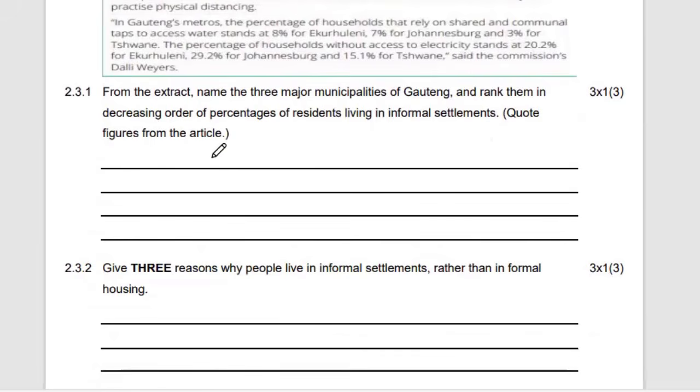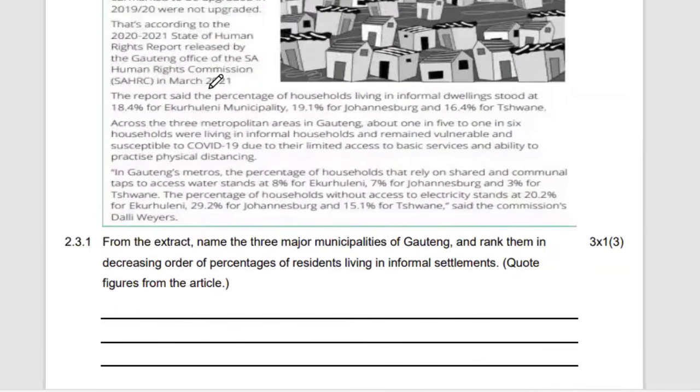From the extract, name the 3 major municipalities of Gauteng and rank them in decreasing order of percentages of residents living in informal settlements. Quote figures from the article. Right, the question is saying we must rank them in decreasing order, which means you are starting with the one with the highest, then with the middle, and the one with the lowest. Right, that is decreasing order. So it's saying 25% households in Gauteng informal settlements earmarked to be upgraded in 2019-20 were not upgraded.